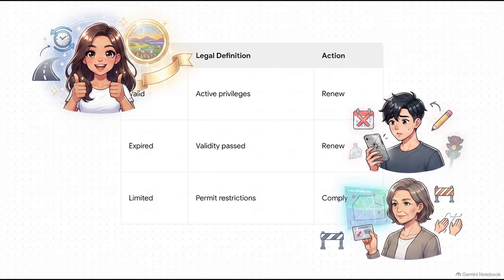If your status comes back as valid, congratulations. You have active, unencumbered driving privileges, and you just need to stick to your normal renewal cycle. Expired simply means the validity period has passed, so you'll need a standard renewal or maybe retesting. And limited usually points to temporary hardship or permit restrictions, meaning you just have to stay within those specific boundaries.